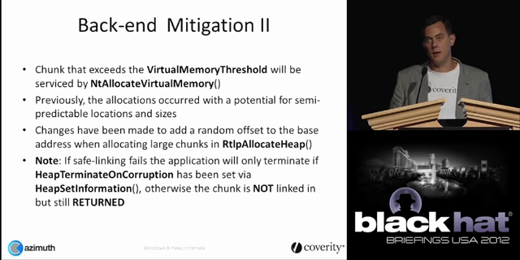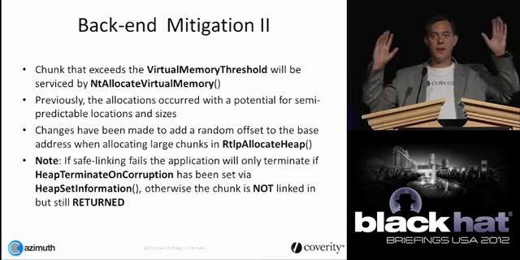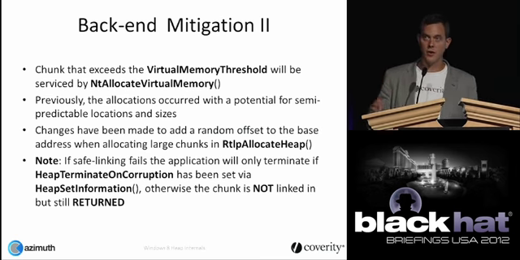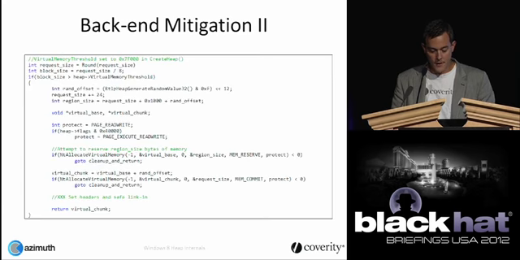Before, there was a possibility that you could have predictable virtually allocated memory. That is, you could have one big chunk on top of another big chunk, and if you had an overflow, you had a very good idea of what would be where. This has changed in Windows 8, and changed quite drastically.